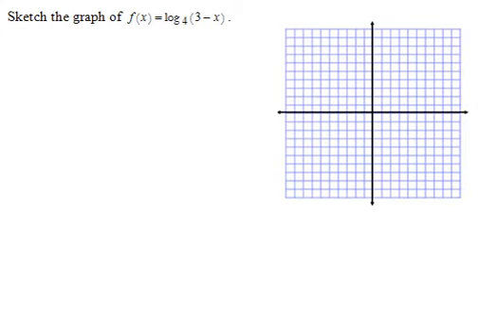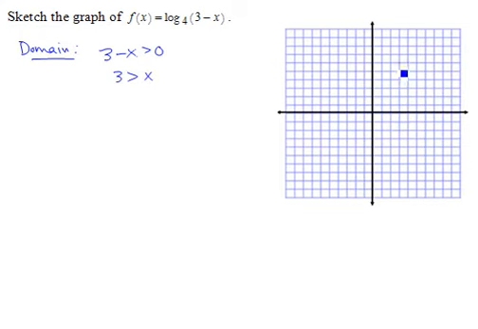Sketch the graph of f of x equals log base 4 of 3 minus x. Let's consider the domain of this function first. We know that the logarithm of an expression can only be taken if that expression is positive. So we would need 3 minus x to be strictly positive; 0 doesn't work for logarithms. That implies, by adding x to both sides, that x is less than 3.